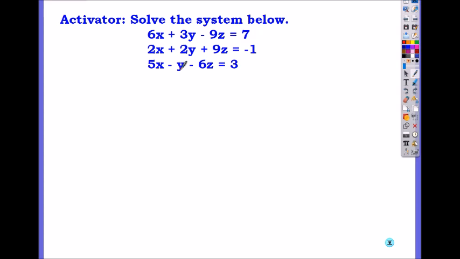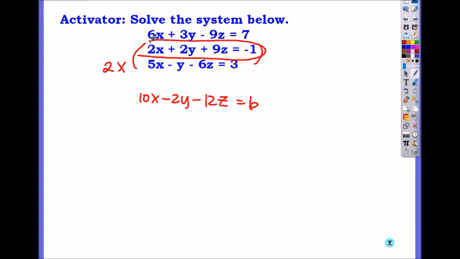So here, I'm going to make this 2y by looking at the first 2. So the third equation, I'm going to multiply by 2. So I get 10x minus 2y minus 12z equals 6. And then I'm going to just copy this down: 2x plus 2y plus 9z equals negative 1. Why? I can get rid of the y.